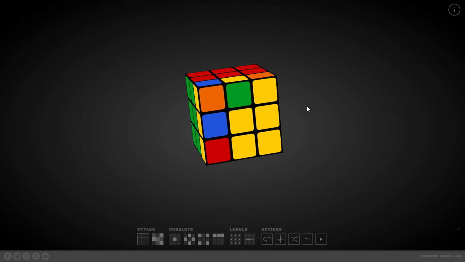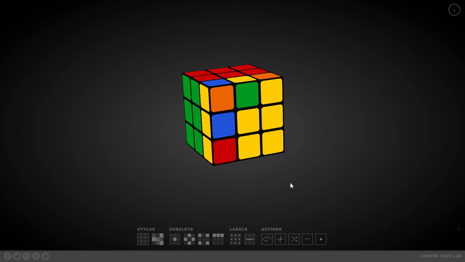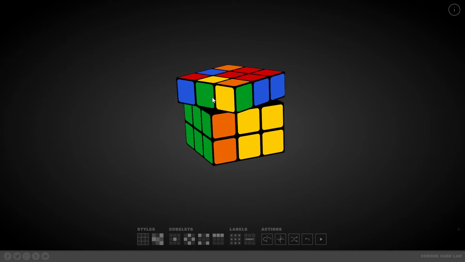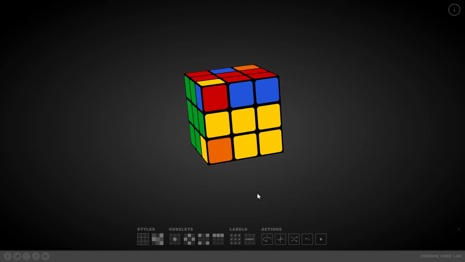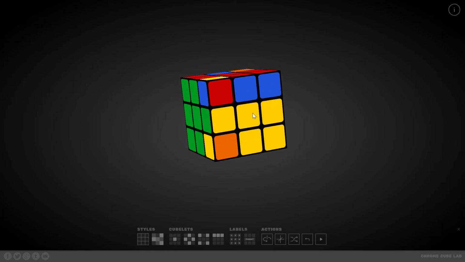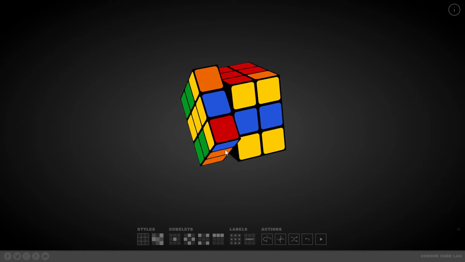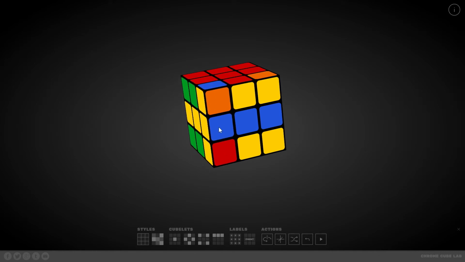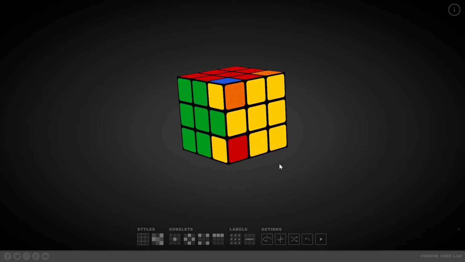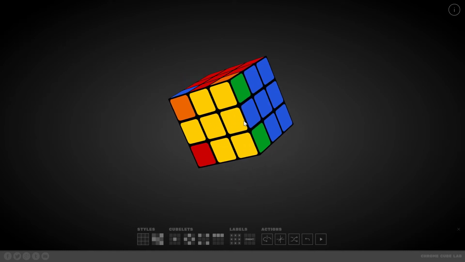Okay, because the orientation of the pieces is all right, we can now perform our 3-cycle. So this here is the algorithm A. That here is the algorithm B. Now we reverse the algorithm A. And now we reverse the algorithm B. And as you can see, these 3 pieces are now solved. And the orientation of these pieces is okay too.